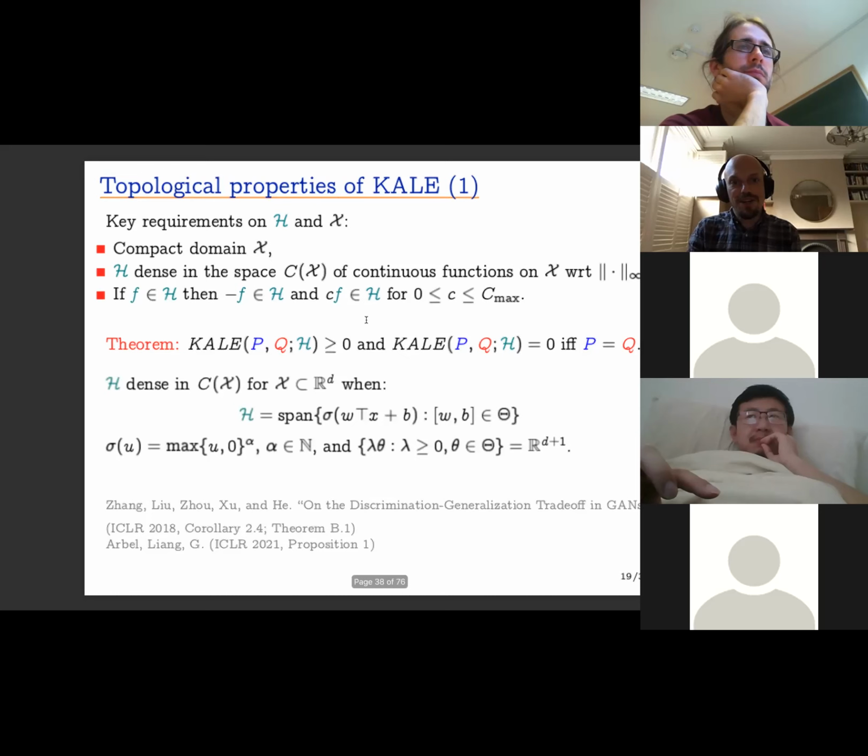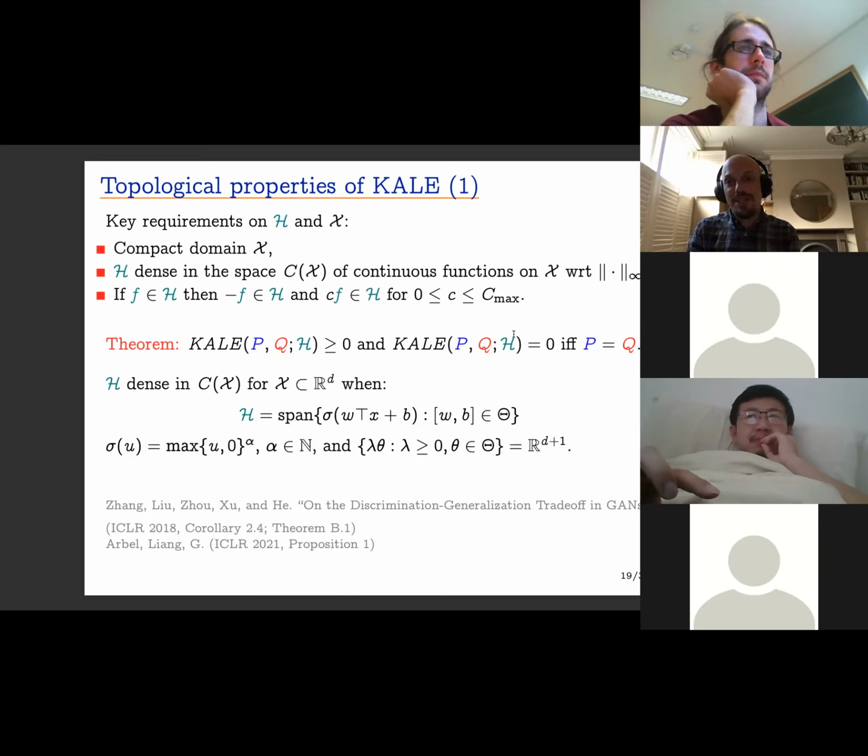If I use as my function class this neural net function class, the span of a ReLU, a rectified nonlinearity, on affine transforms of my data, so if this is my set of basis functions, then this is also rich enough to ensure that KL is 0 only when P and Q agree. So that's the minimum requirement for a neural net function class to ensure this property.